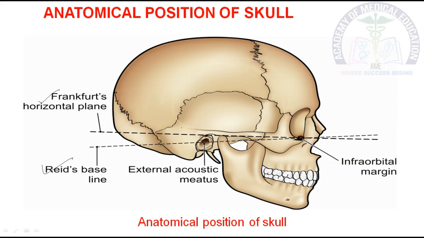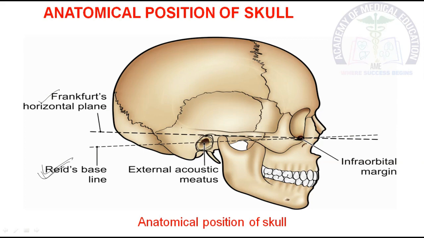Then Reid's baseline is there. Reid's baseline passes through the center of the external acoustic meatus. The line which passes from the center of the external acoustic meatus and joins horizontally to the inferior orbital margin is called Reid's baseline, and the line which passes at the upper aspect of the external acoustic meatus is called Frankfurt's baseline.